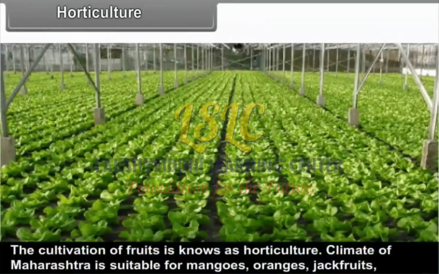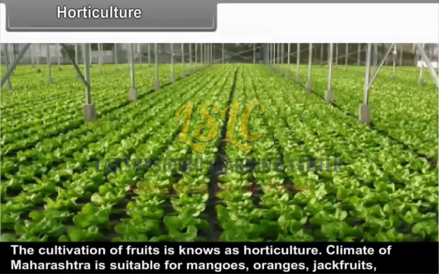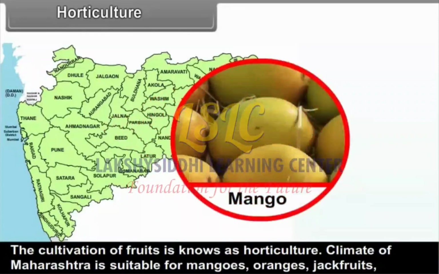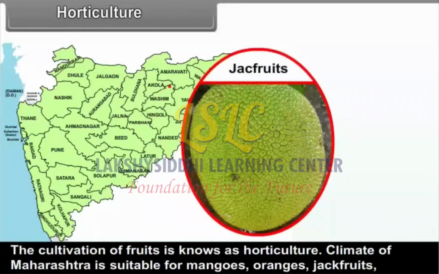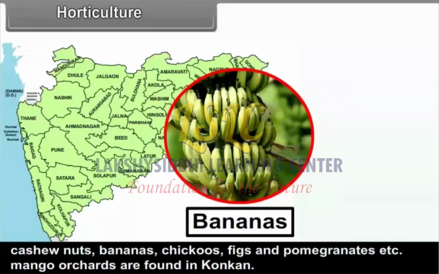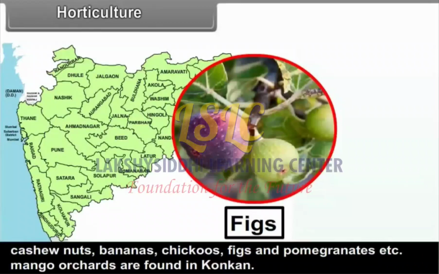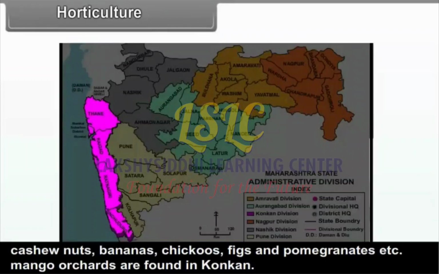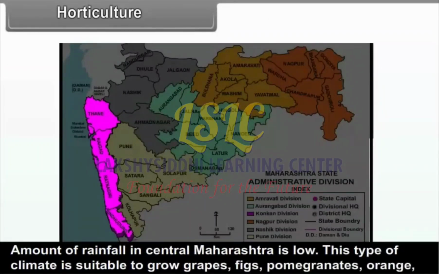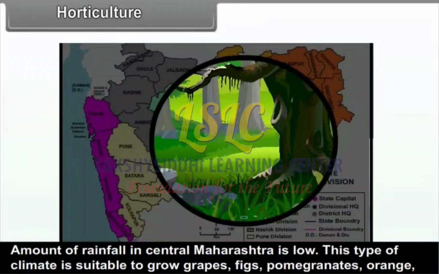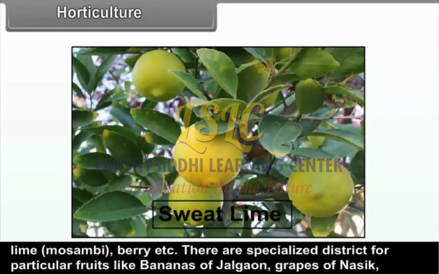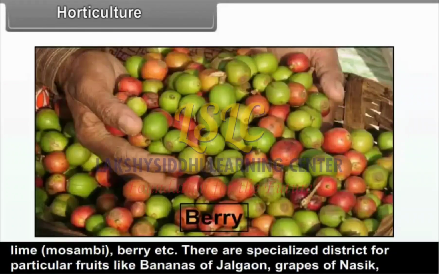Horticulture. The cultivation of fruits is known as horticulture. The climate of Maharashtra is suitable for mangoes, oranges, jackfruits, cashew nuts, bananas, chikus, figs and pomegranates, etc. Mango orchards are found in Konkan. The amount of rainfall in central Maharashtra is low. This type of climate is suitable to grow grapes, figs, pomegranates, oranges, sweet lime that is Mossambi, berry, etc.